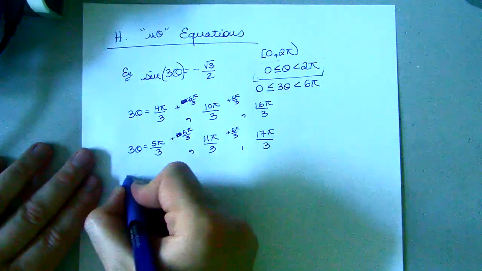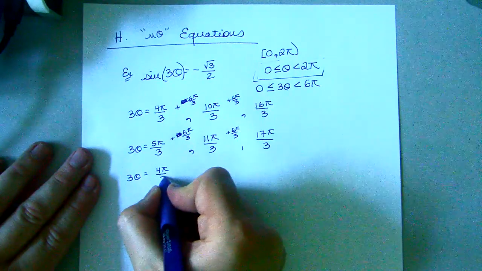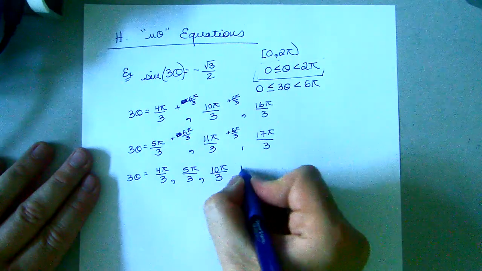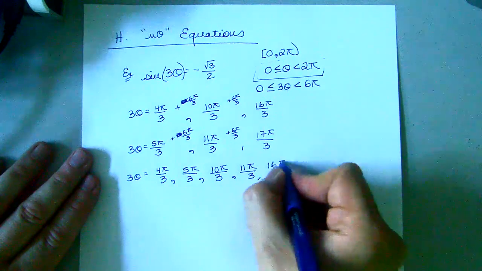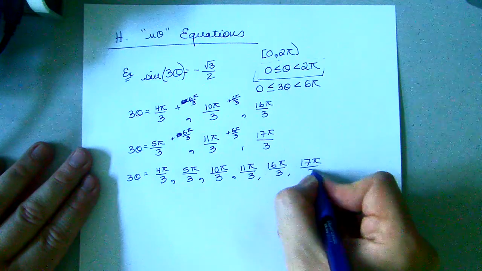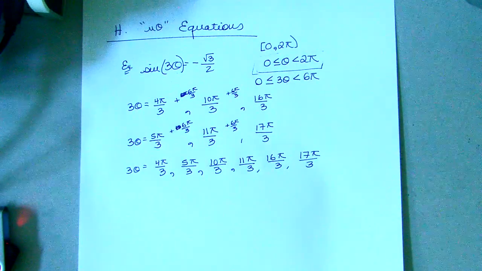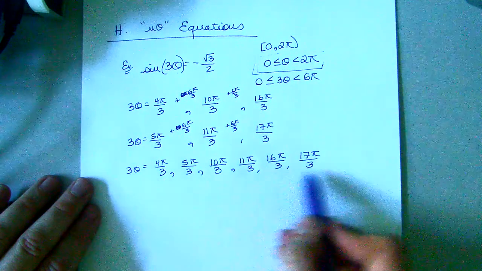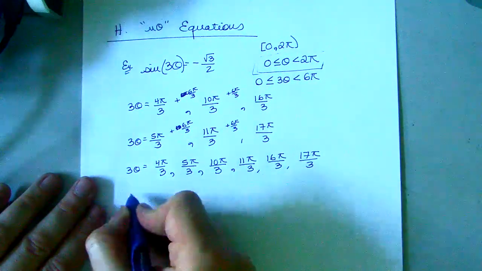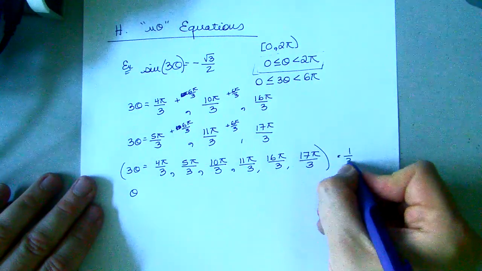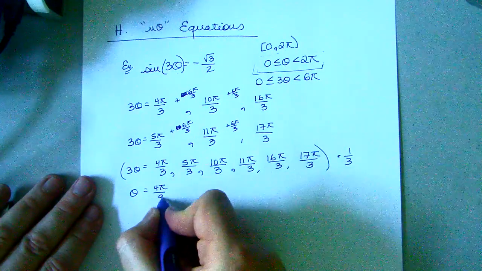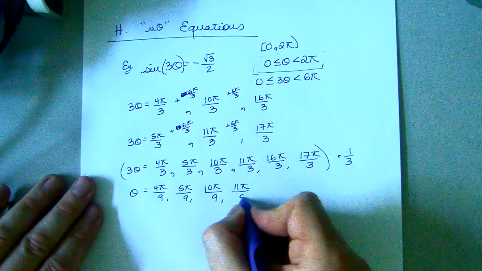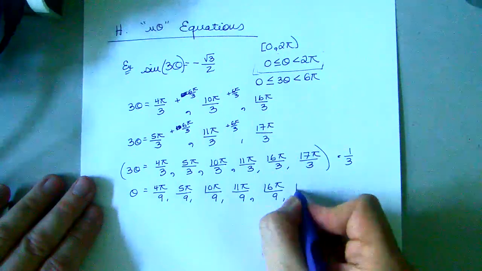I have 6 answers. Let me put them in numerical order just to make it look nice. 4 pi over 3, 5 pi over 3, 10 pi over 3, 11 pi over 3, 16 pi over 3, and 17 pi over 3. However, I wanted to know what theta equals, not 3 theta. So all I need to do is multiply everything by 1/3. Our answers are going to be 4 pi over 9, 5 pi over 9, 10 pi over 9, 11 pi over 9, 16 pi over 9, 17 pi over 9.